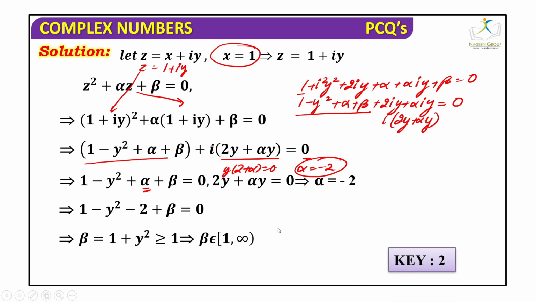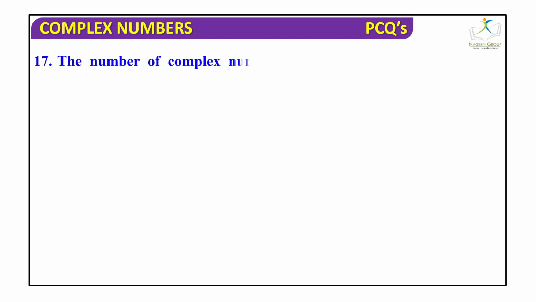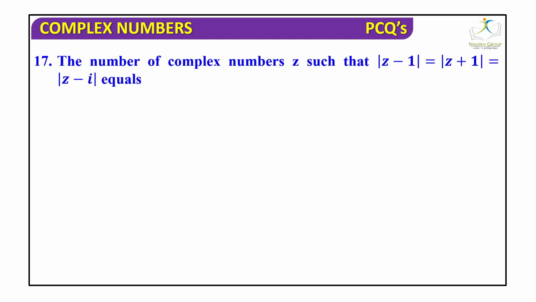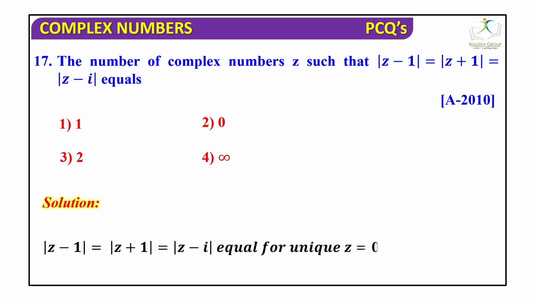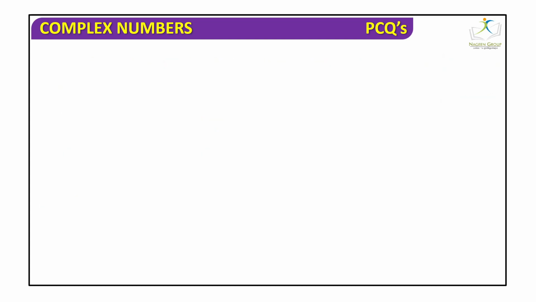Right. Now question number 17. The number of complex numbers z such that modulus of z minus 1 it equals to modulus of z plus 1 it equals to modulus of z minus iota, then it is equals to. Here we have these three values which are equal for a unique z equals to 0. Right? Okay, we get the same value. Now next is question number 18.